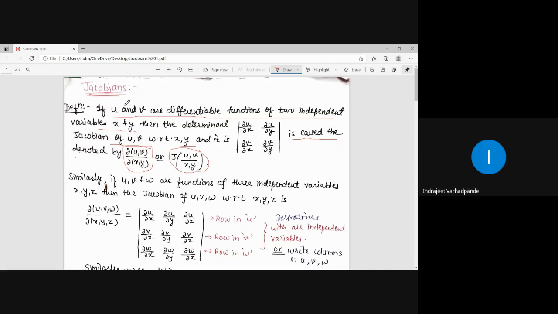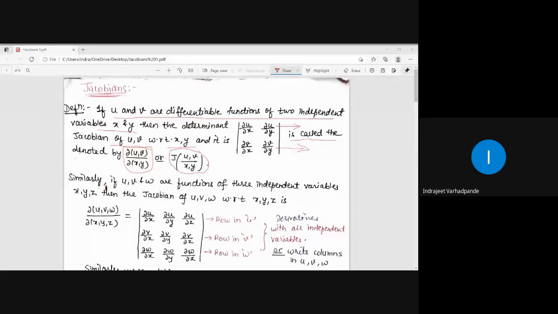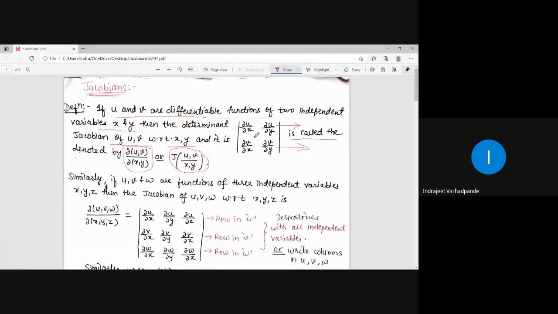How to write it? Dependent variables are u and v, independent variables are x and y. So write a complete row in a dependent variable with respect to all independent variables. Write a complete row with the other dependent variable with respect to all the independent variables. And in that sense, if you interchange the rows and columns of the determinant, the value of the determinant remains the same.